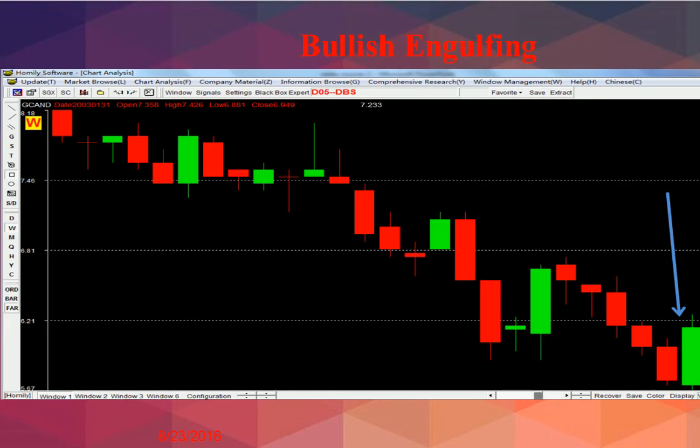Then we can see this one is the bullish engulfing, okay? What's the bullish engulfing? This is the red candlestick, right? The green candlestick. The body covers the body of the bearish candlestick. This is the bullish engulfing, which means the price may go up. The market may have a chance. So this is the bullish one.